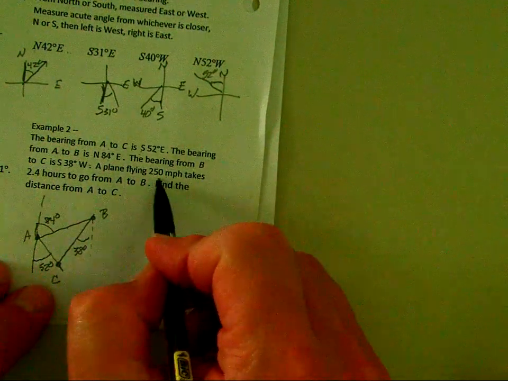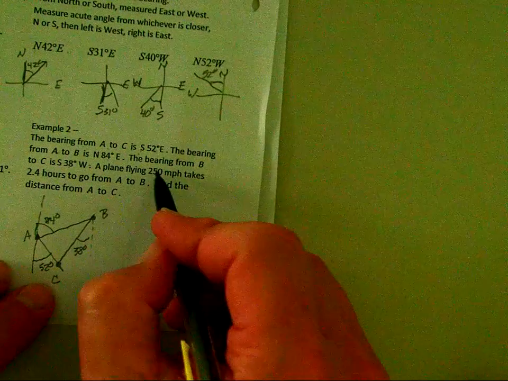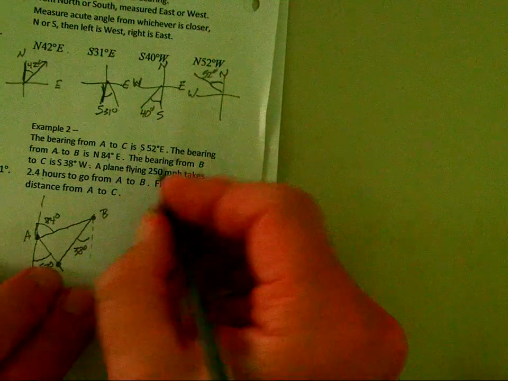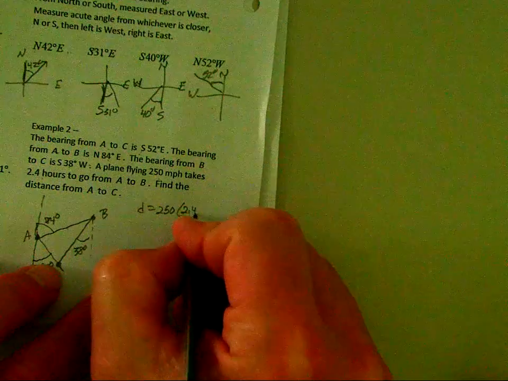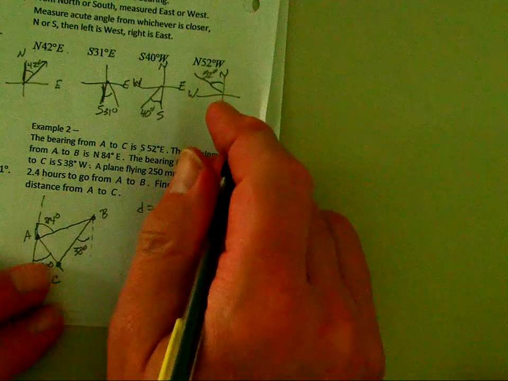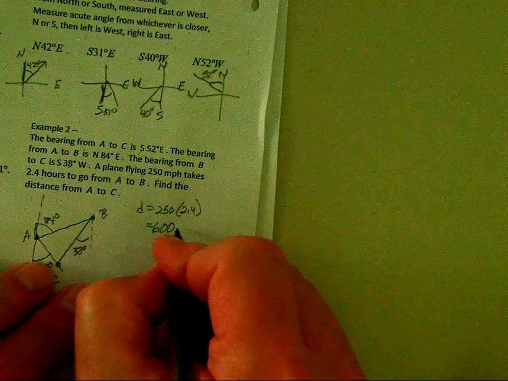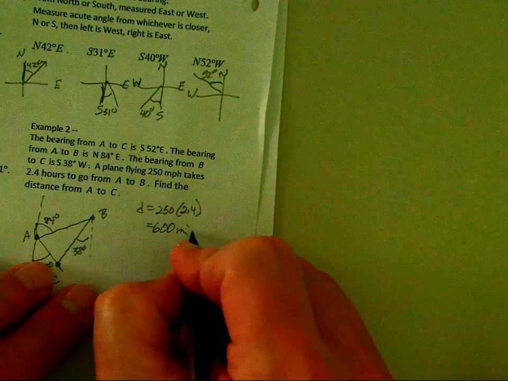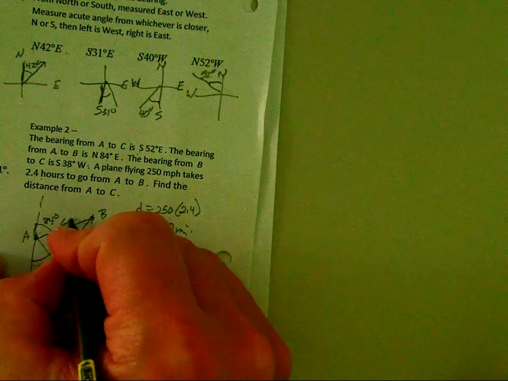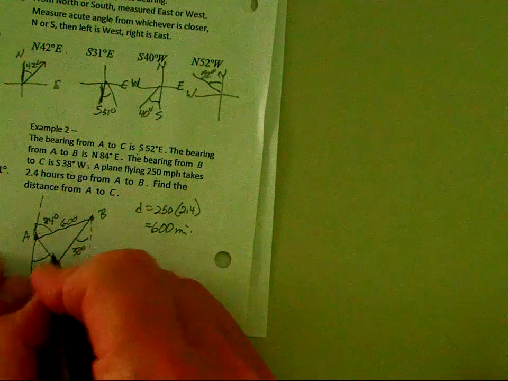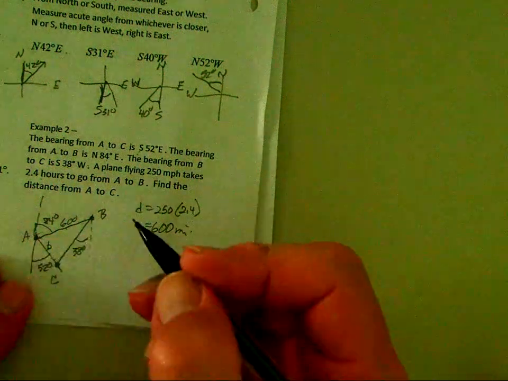Now it says going 250 miles an hour for 2.4 hours. Well, we need a distance. We know rate times time equals distance. So our distance is 250 times 2.4, which is 600. So that plane flies 600 miles. We want to find that's from A to B. So this distance right here is 600. We want to find this distance over here, A to C. So I'm going to call that side B.